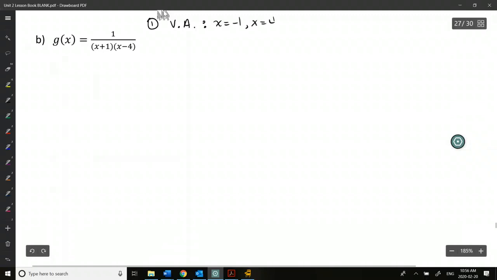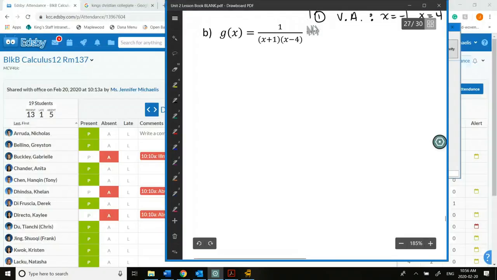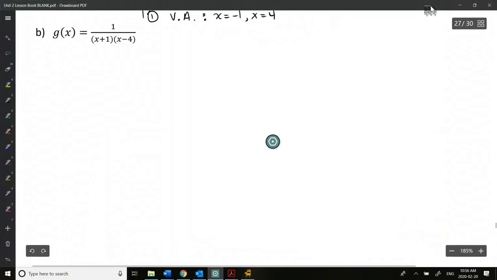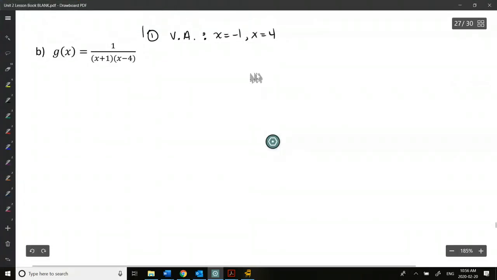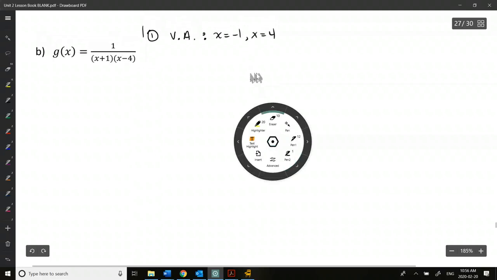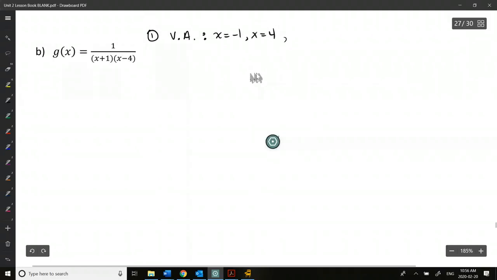-1 and +4. Horizontal asymptote? Oops, sorry. How do you know that, Grayston? Yeah, so this is degree 2. If the degree of the numerator is less than the degree of the denominator, the horizontal asymptote is just at y = 0.